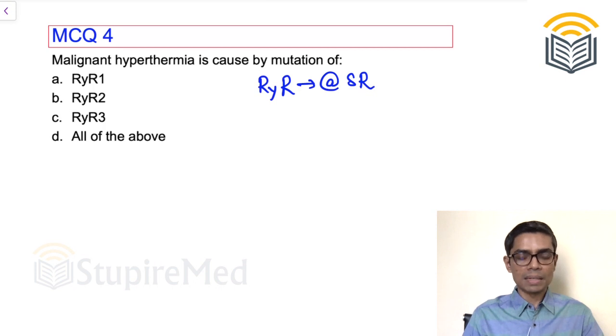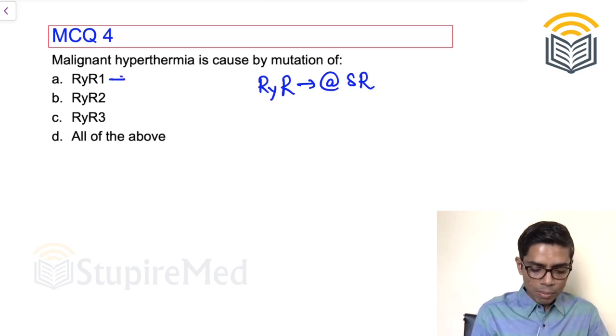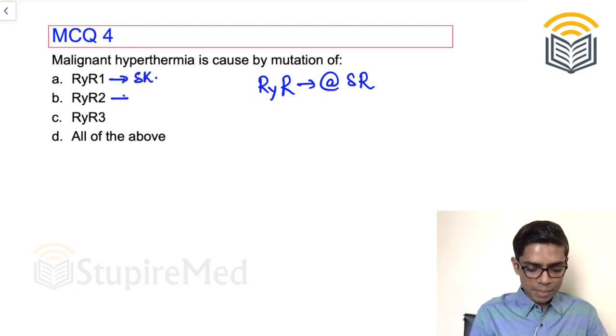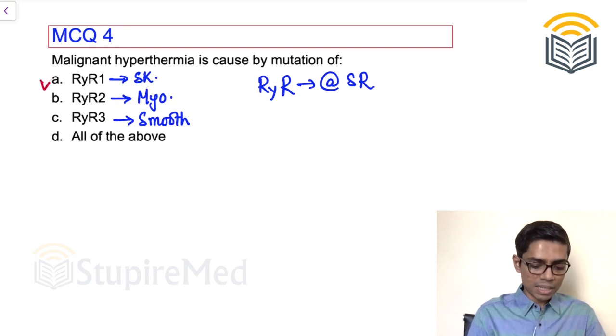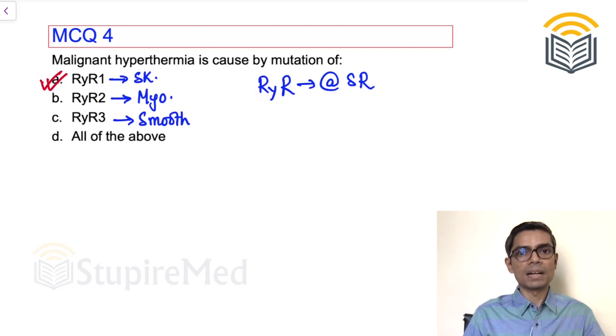Now the problem is that ryanodine receptor 1 is present at the level of skeletal muscle. Ryanodine receptor 2 is present at the level of myocardium, and ryanodine receptor 3 is present at the level of smooth muscle. So all of us know that malignant hyperthermia is the problem of skeletal muscle. That means the mutation is at the level of RyR1, right? It does not involve RyR2 and RyR3. This is all about the question.